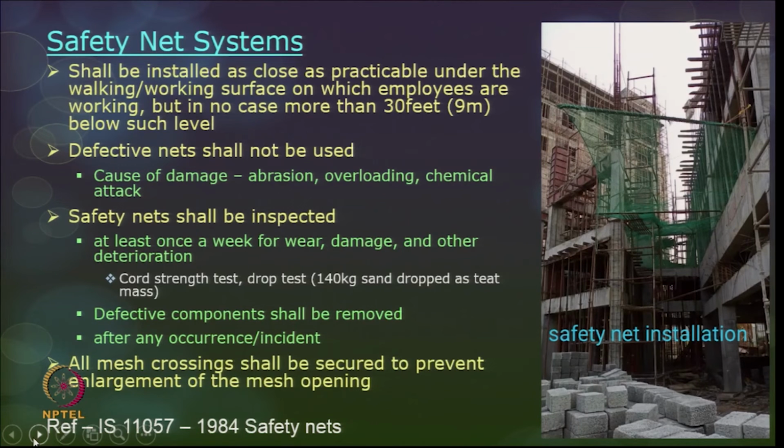Okay. And the height between the walking or working surface from where the employees fall and the safety net should not be more than 9 meters below that level. Okay. And defective nets should not be used. The causes for damage in a safety net can be many: abrasion, overloading, chemical attack and so on. Okay. Safety nets should always be inspected. Visual inspection will serve its purpose, and safety nets should be inspected at least once a week for wear, damage and other deterioration.